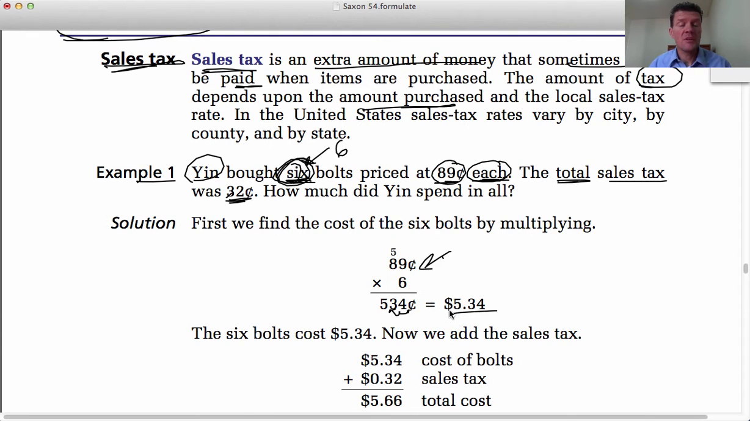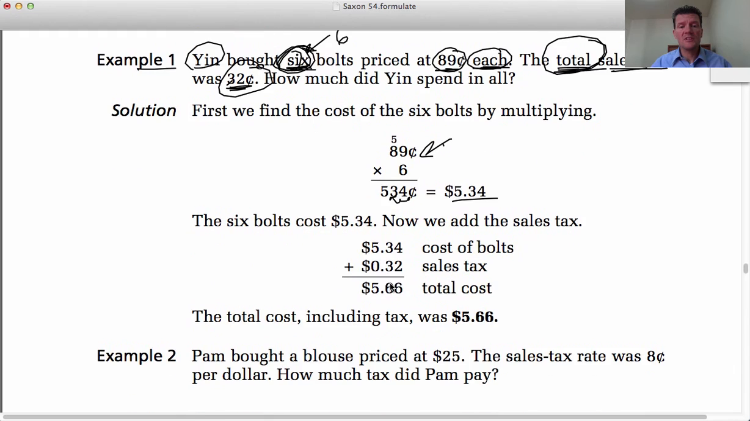Now, that would be the cost of your 6 bolts if you did not have any sales tax. But with the additional sales tax, it says the total sales tax, which is now added on to your total price, is 32 cents. So all you're going to do is take that sales tax and add it on to the $5.34 that you calculated earlier to get the total cost. This is the amount of money that you will pay for your 6 bolts. Okay?